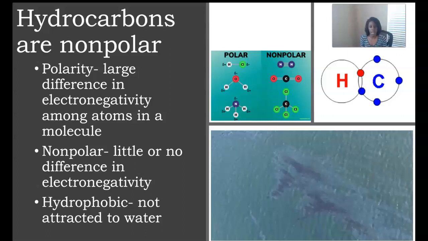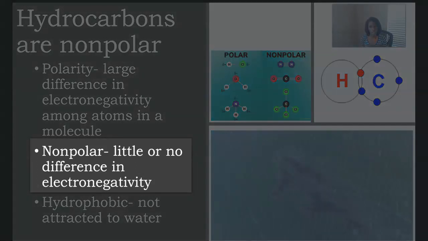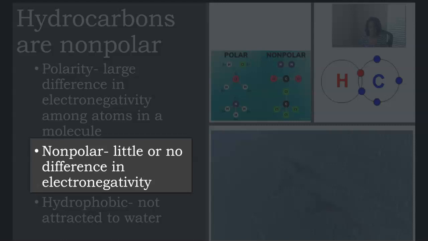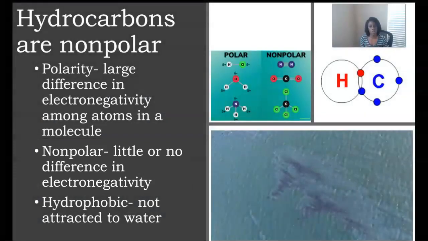But polar compounds have a significant or large difference in electronegativity, whereas nonpolar compounds have little or no difference in electronegativity. So hydrocarbons fall in the nonpolar category. The carbon and the hydrogens involved in the bond have very little difference in their electronegativity, so essentially they are pulling with almost equal force on the electrons being shared. In this case, these two electrons here, the hydrogen is pulling just about as hard as the carbon is. So it's a similar electronegativity, which makes this bond always nonpolar.